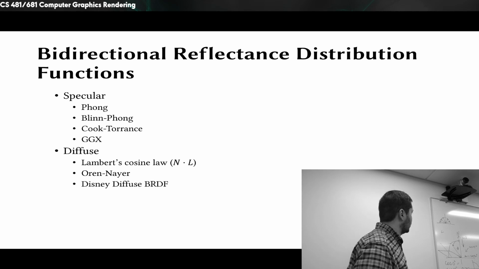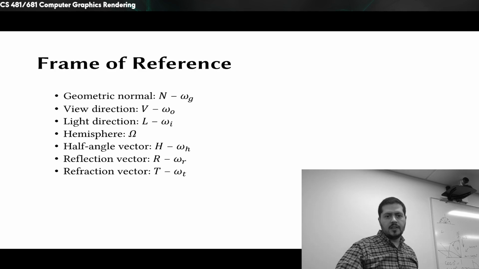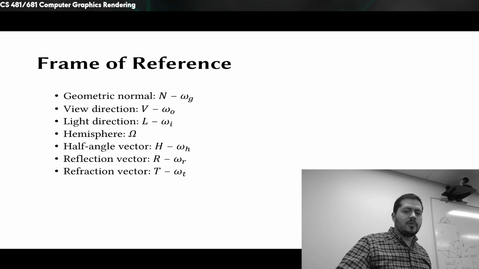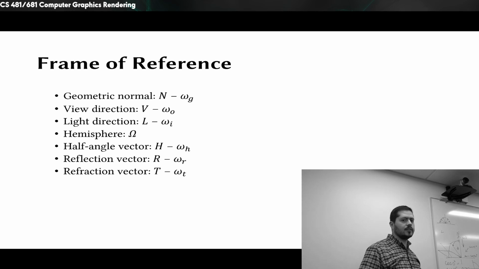All right, so that tells us that the entire amount of light that's reflected is... we're going to see why it's cosine, because it doesn't necessarily make sense why the cosine affects the total amount. So we're going to look at this, but let's get our frame of reference. Okay, so these are variables that we need to be familiar with.